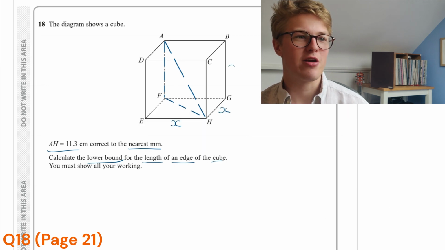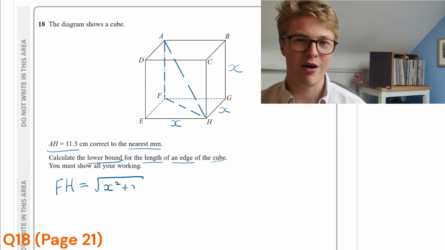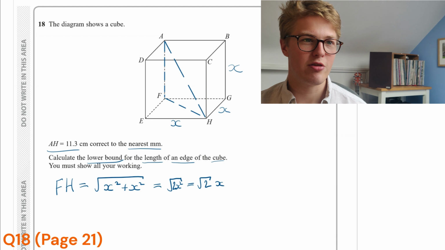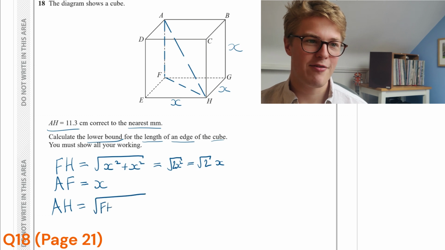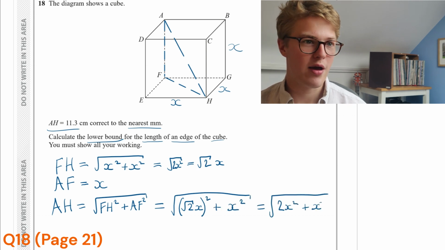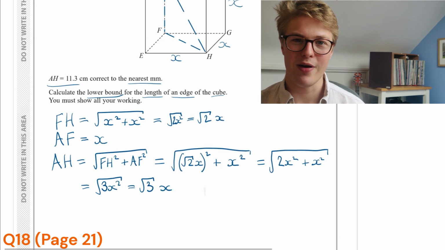So we have FH is x squared plus x squared all square rooted, which is the same as the square root of 2 times x. Because if x is the side length of the cube, we can use Pythagoras' theorem to find FH. AF is equal to x, and AH is therefore the square root of FH squared plus AF squared. When we substitute FH, we know that's root 2x, so we have that squared, which gives us 2x squared plus x squared under the square root. This is then 3x squared, all square rooted, and that gives us root 3x as our value for AH.